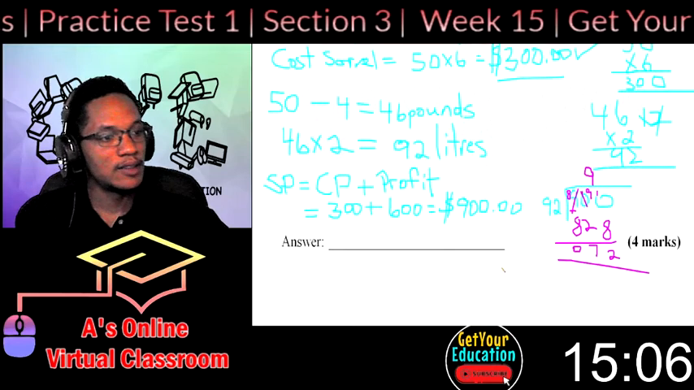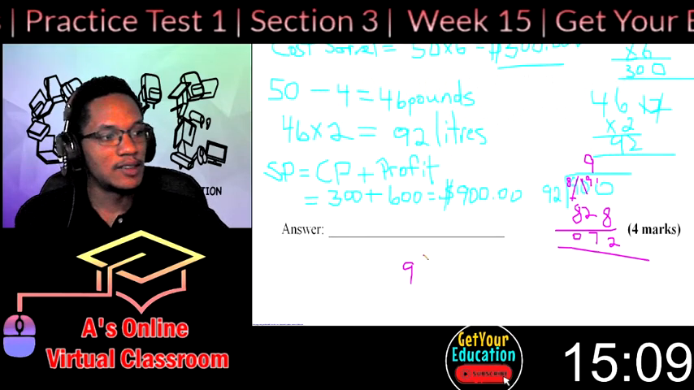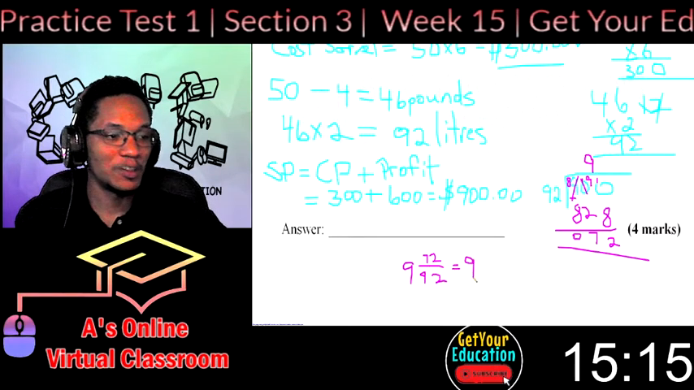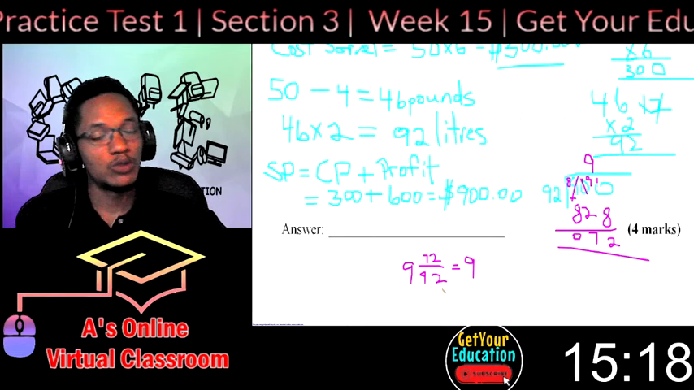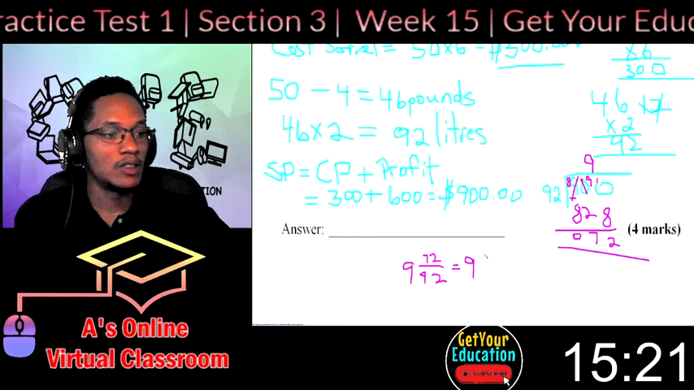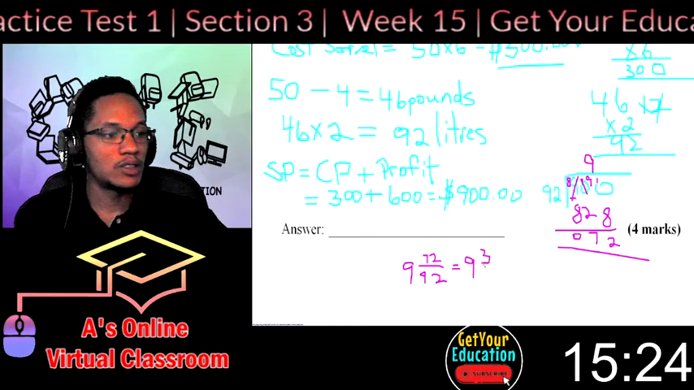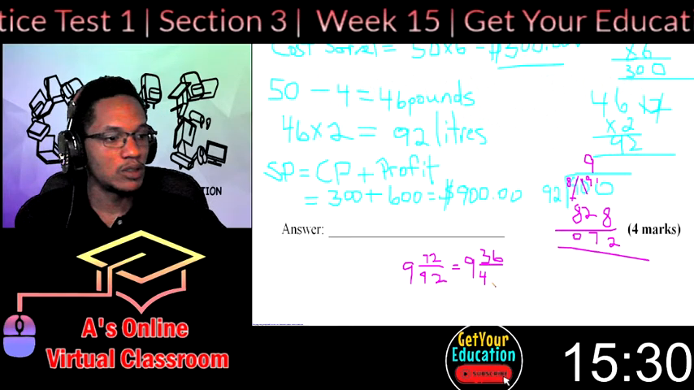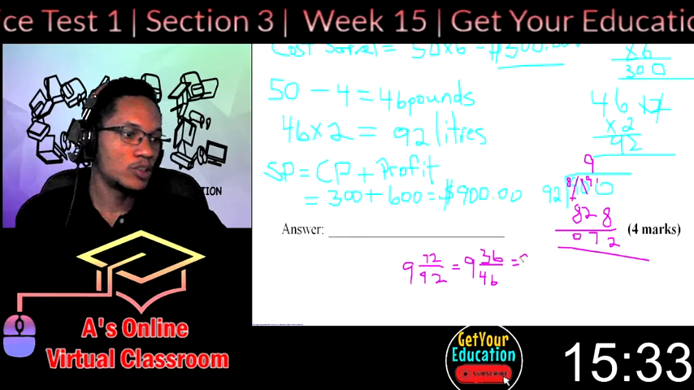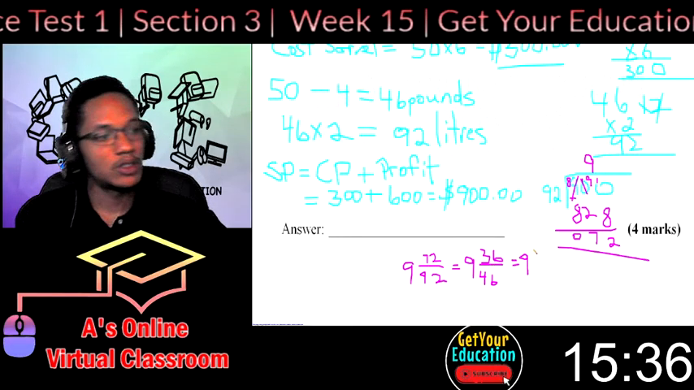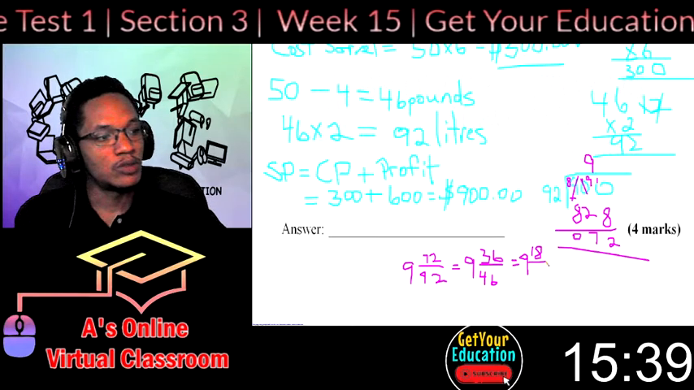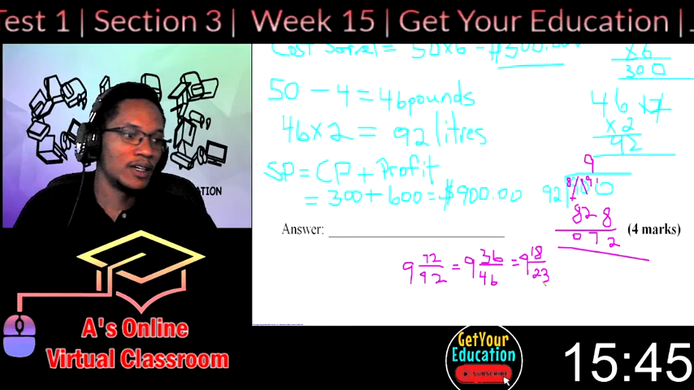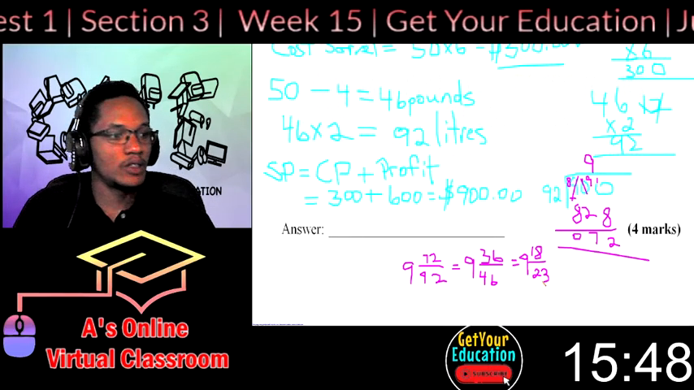So we have 9 and 72 over 92. Let's try and reduce that into an easier number. We could reduce the 72 over 92 using the number 2 to start. That's an easy division we can do. So that's 36 over 46. That could reduce again, so we get 9. 2 could go into 36 18 times. 2 could go into 46 23 times. So we have 9 and 18 over 23.